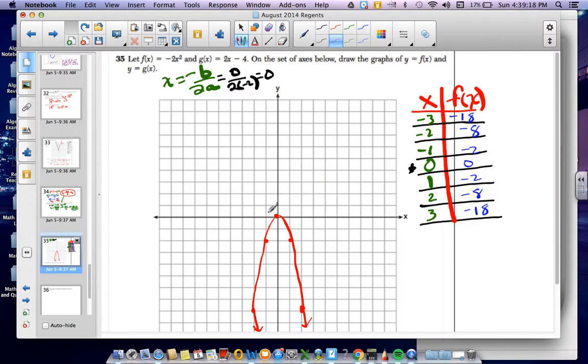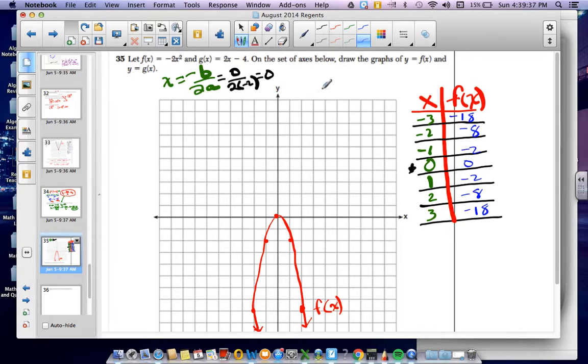Okay. Decent enough for my standards, I guess. Again, you would want to do this a little bit neater. I'm doing this on my tablet where it's a little bit difficult to make as smooth as possible. And we want to label this f of x.